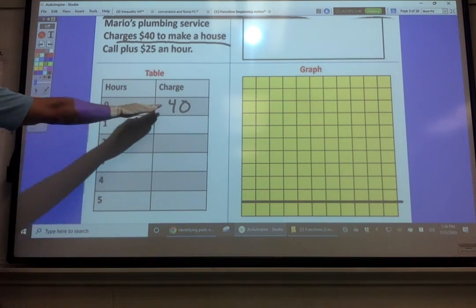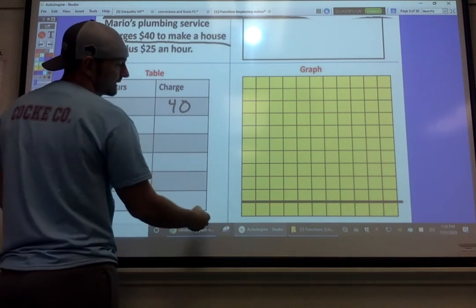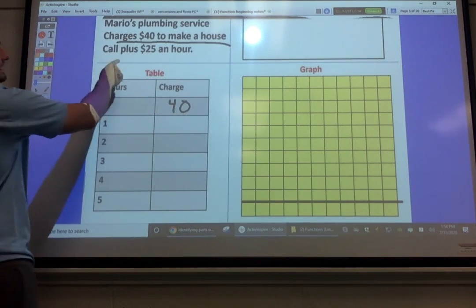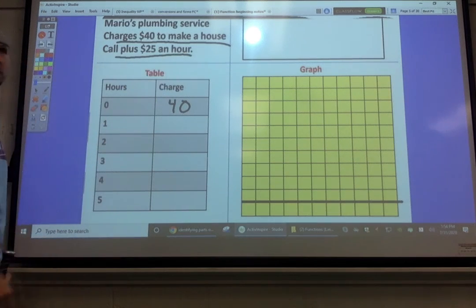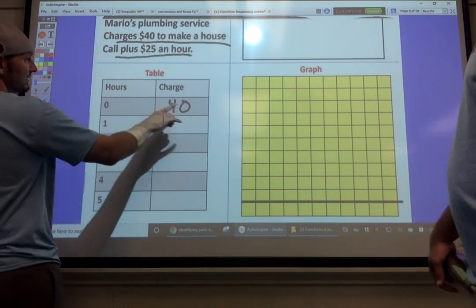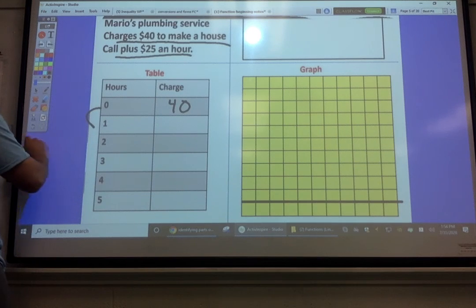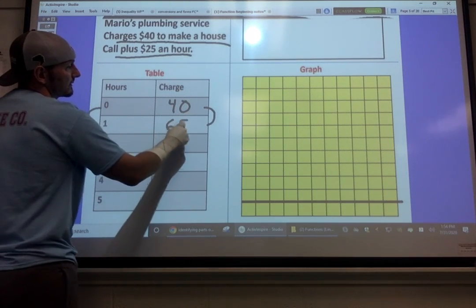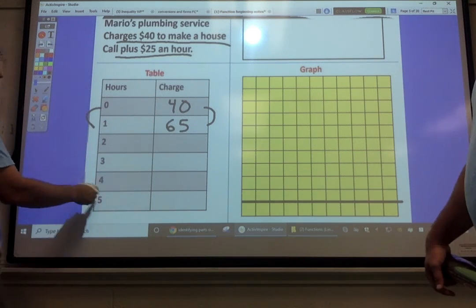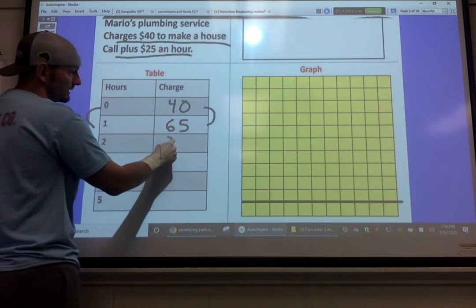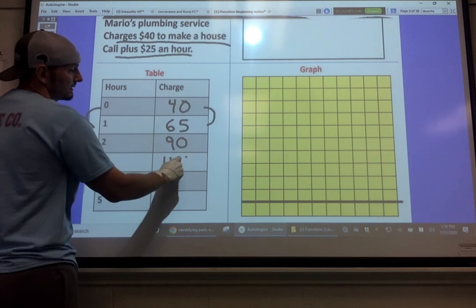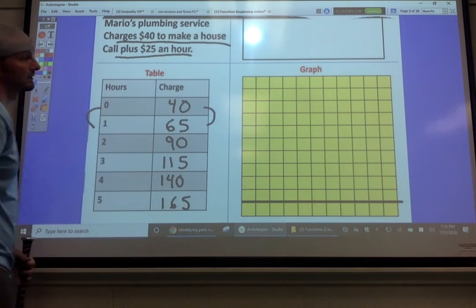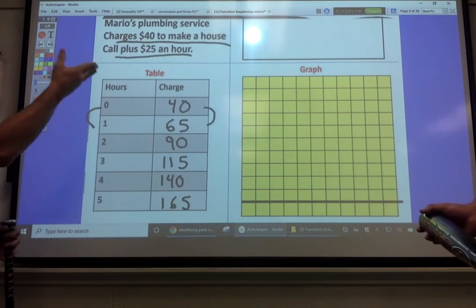So that's our y-intercept. On this graph over here, we'll have to go to 40, but we'll talk about that in a second. Then after that, we'll charge him $25 an hour. So after 1 hour, that's going to go up an additional 25. And as that goes up an hour each time, this is going to go up another 25. And 165.